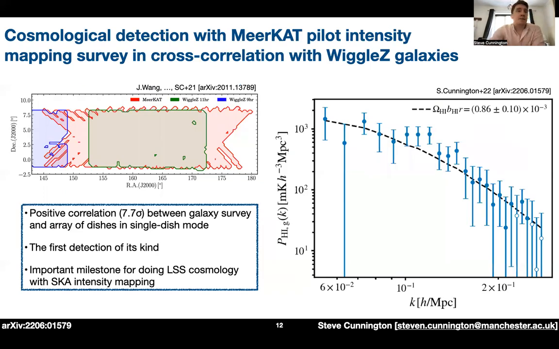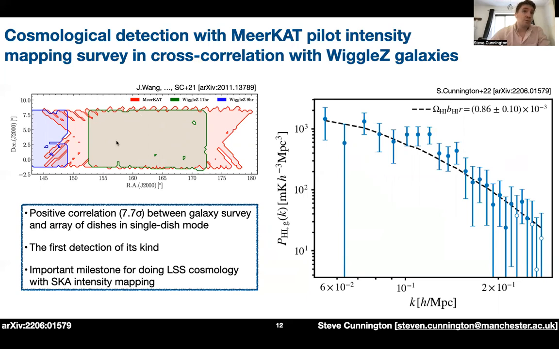Okay, so this is the main result that we get. This is a cross-correlation detection. I show the two footprints for both data sets here. Because we knew this pilot survey data would probably be quite high in noise and likely have some systematic dominant components, we targeted an area with a galaxy survey so that we could do a cross-correlation. By doing that, you cut through a lot of these systematics and noise to achieve your detection.